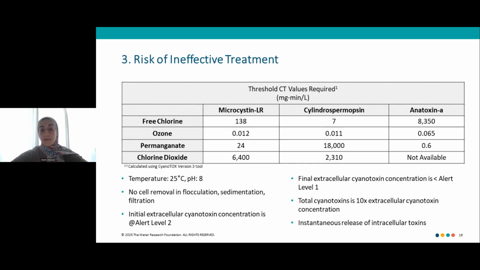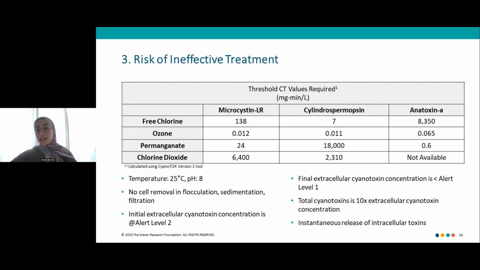And then we also assume that the cells themselves already have toxins within them. So the total toxin within the cells and extracellular is around 10 times that of alert number 2, so around 120 micrograms per liter, which is considerably high. And then we also assume that we're going to have an instantaneous release of toxins so that we can have a higher load of toxin versus the oxidant.